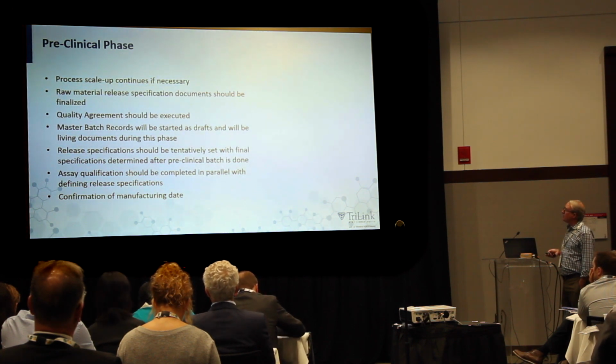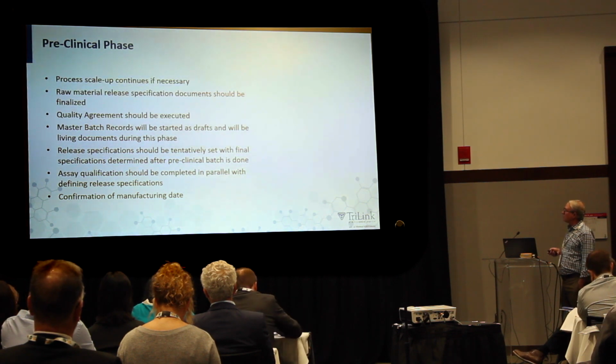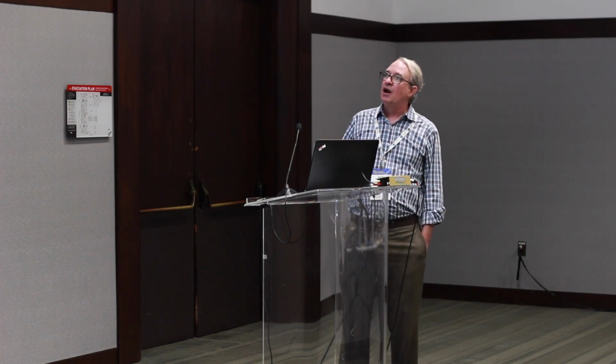So in the preclinical phase, you have process scale-up, you have raw material release specification documents, and those should be finalized. A quality agreement should be executed. Master batch records will be started, and will be living documents during this phase to be locked down later. You should tentatively define your release specifications, although you can actually do some of your early preclinical work, find out what specifications the materials are meeting, and use that to guide the specifications you may choose for the final process. You don't want to choose specifications that you cannot achieve, right? But they still have to be safe, right?